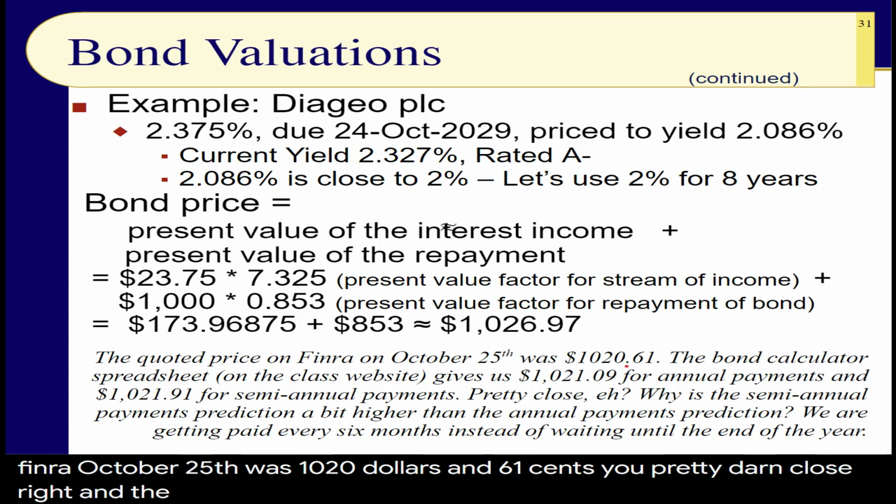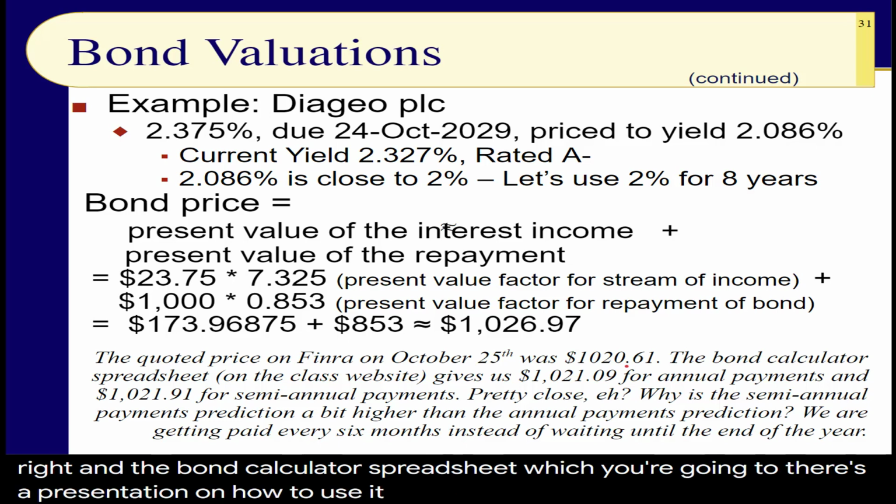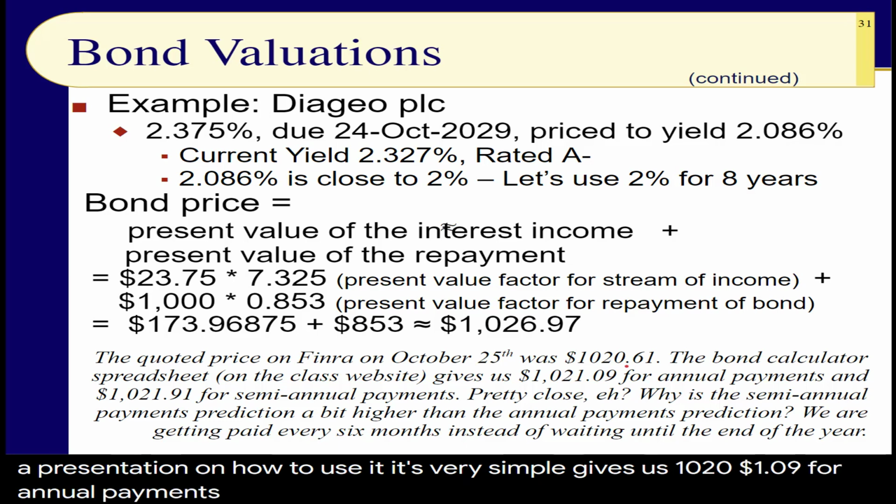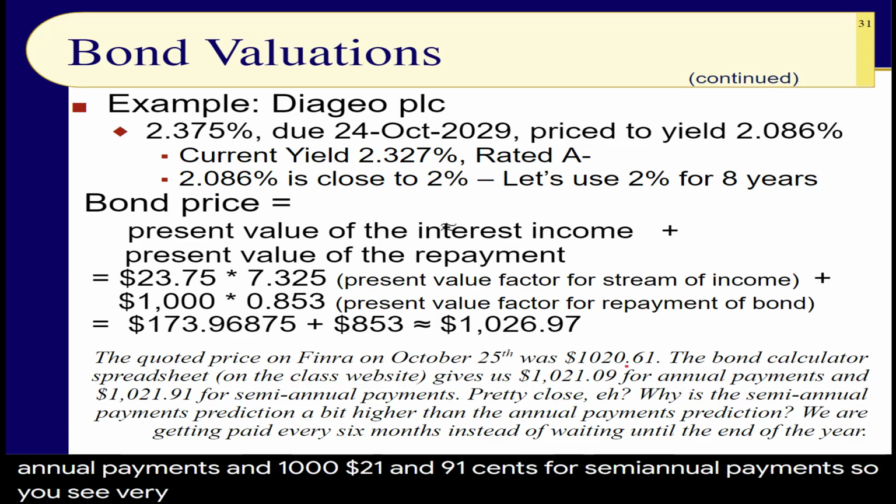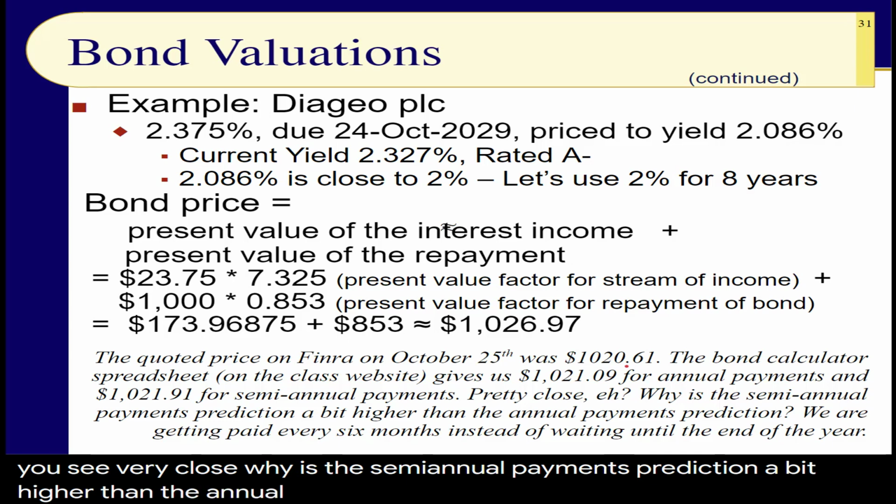And the bond calculator spreadsheet, which there's a presentation on how to use it. It's very simple. Gives us $1,021.09 for annual payments and $1,021.91 for semi-annual payments. So you see, very close. Why is the semi-annual payments prediction a bit higher than the annual payments prediction?